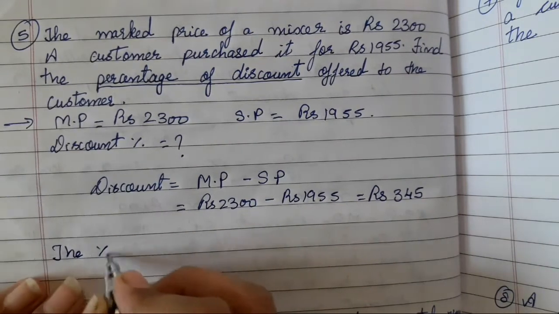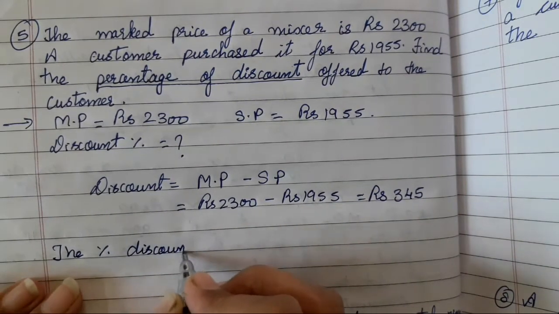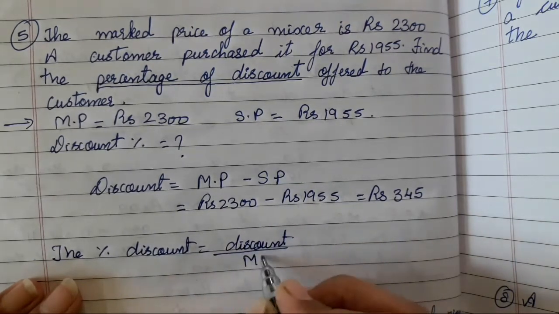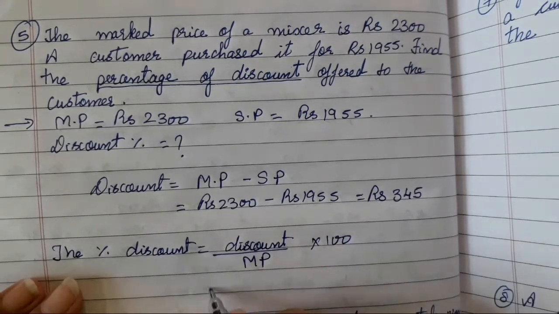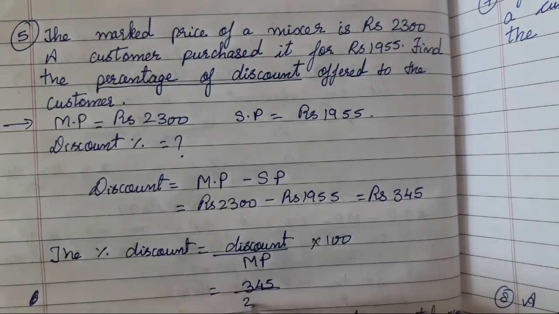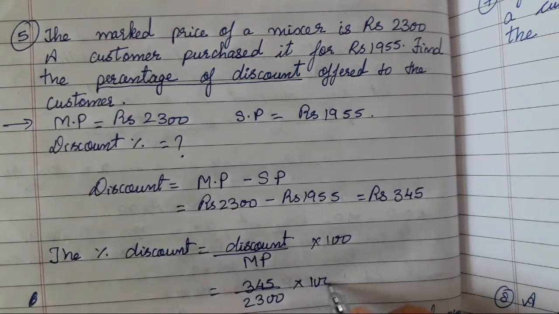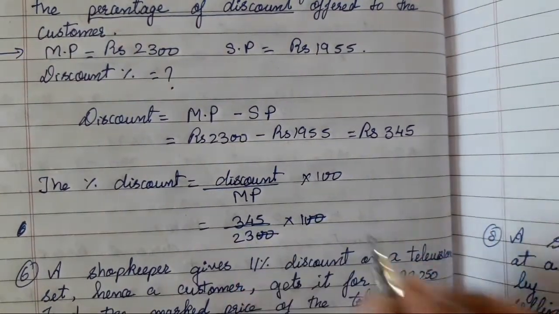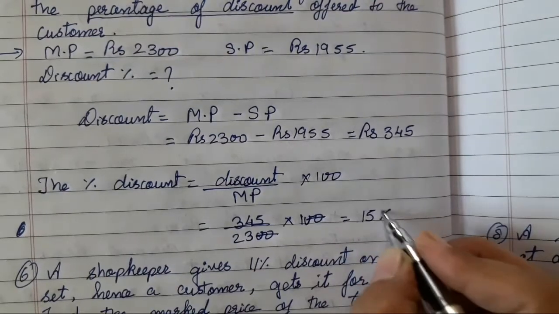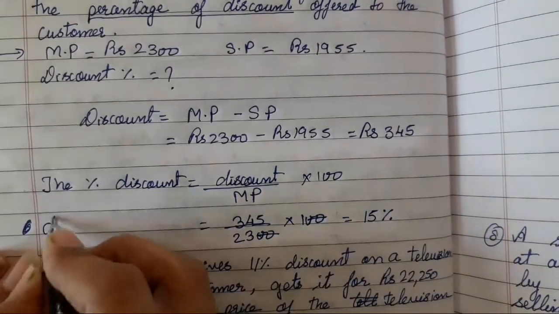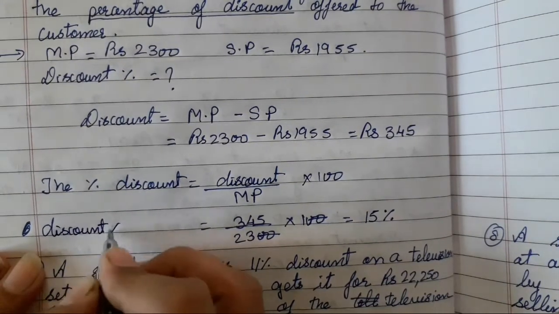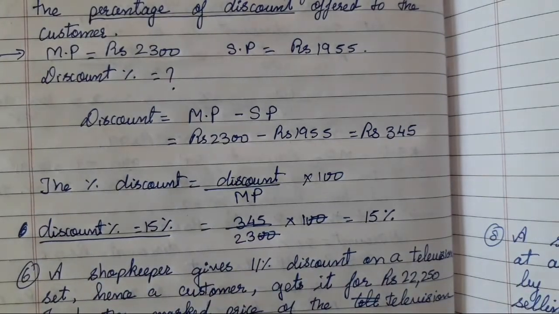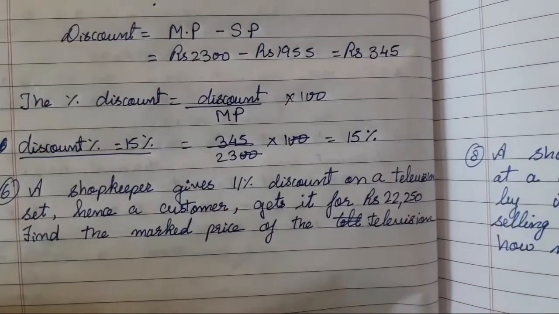The same formula: the percentage discount is equal to discount upon MP multiplied by 100. So this is going to be 345 upon 2300 multiplied by 100. Okay, so when you reduce it, children, and do the division, you will get 15%. So the discount in percentage is 15%. Underline it and keep it. Okay, now let's move to the next question.